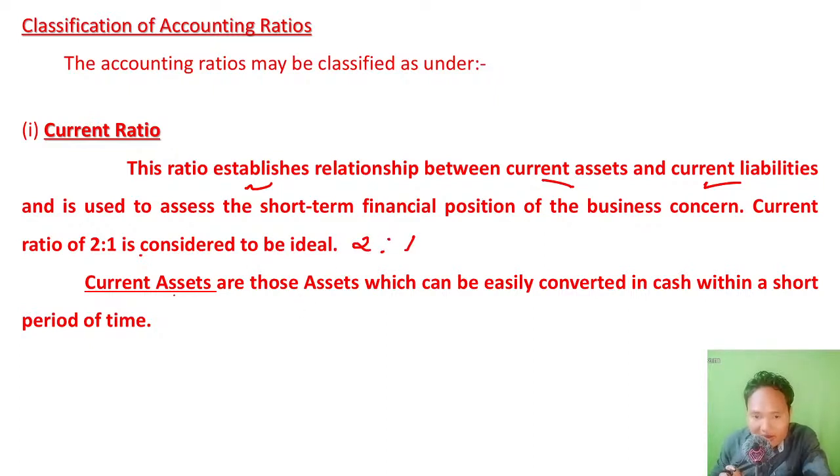Now what is the meaning of current asset? Current assets are those assets which can be easily converted into cash within a short period of time. When we talk about a short period of time, normally it is 1 year or the normal operating business cycle, that is 1 year.